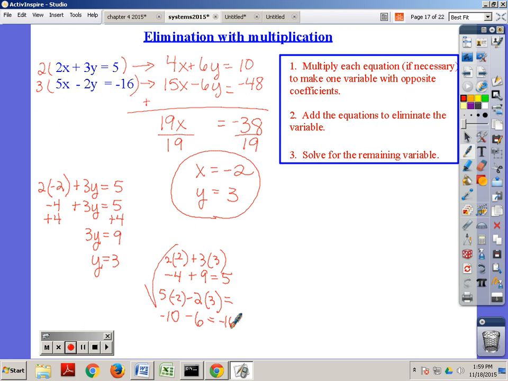So we are good. So you are looking to make coefficients be opposite so that one of our variables would drop out. We could do this problem by making this a positive 10 and this a negative 10 and having our x's drop out. You can do it either way. So make sure you have all of this in your notebook, including all of these notes.